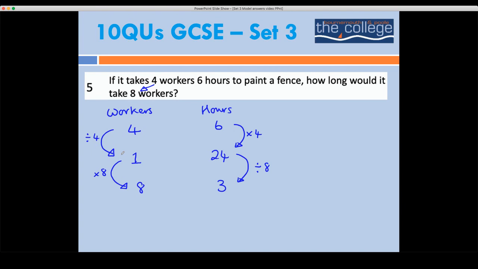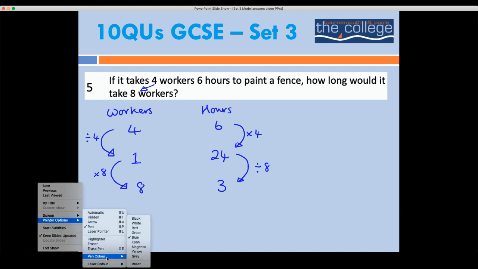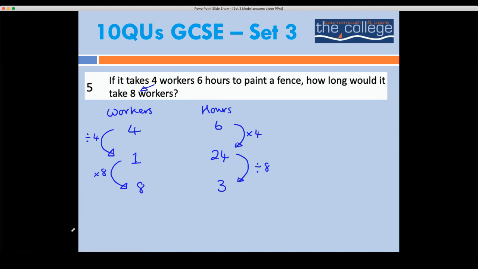Okay, so let me just change the color and then show you what you could have done, which you may well have done straight away if you saw that link. To get from 4 to 8 here, you can go in one jump. You can say, okay, double that. Let's times that by 2. Okay, but over here, as the number of workers increases, the number of hours should decrease. Common sense hat again. So we're going to divide by 2 here. So 6 divided by 2 gives you 3. It matches this other way of doing it.